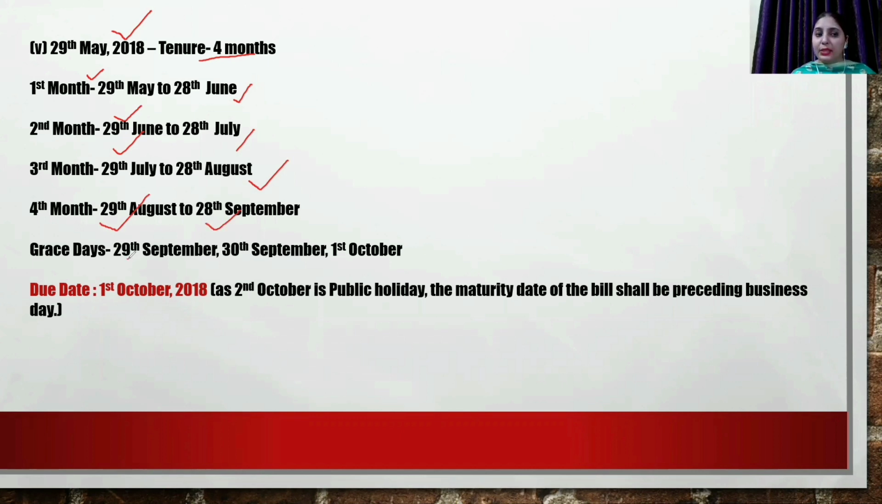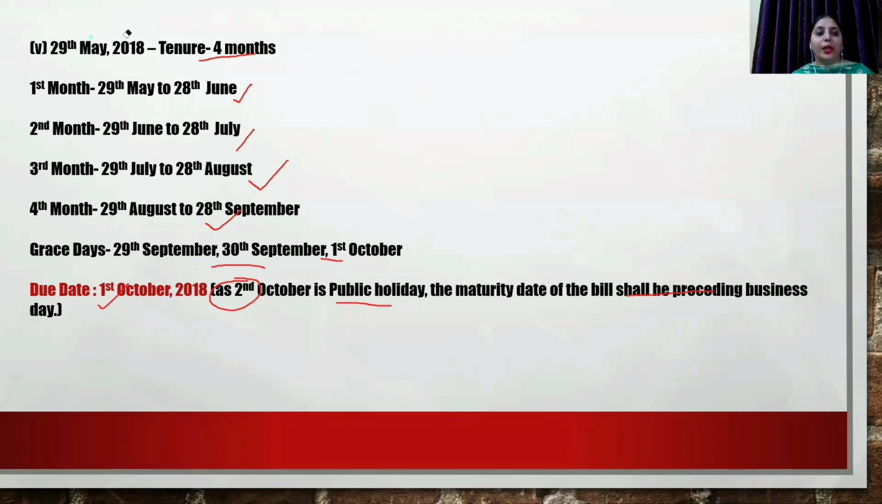Now 3 days grace will be added: 29th, 30th, 1st October. So payment was due on 2nd October. But again 2nd October is a public holiday. So the payment will be received 1 day prior. So the date of collection of payment is 1st October 2018.